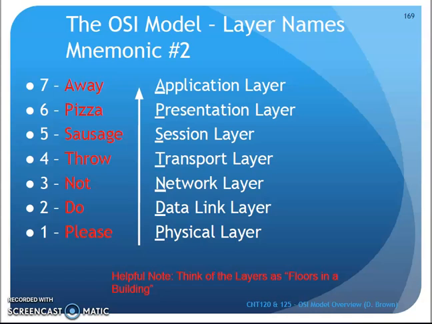Okay, so that's your first order of business with the OSI model. Get your layer names in order from 1 to 7, remembering that layer 1 is on the bottom, layer 7 is on the top. And again, that's one of the reasons I lean towards this one. Please do not throw sausage pizza away, because it literally starts at layer 1 for me.